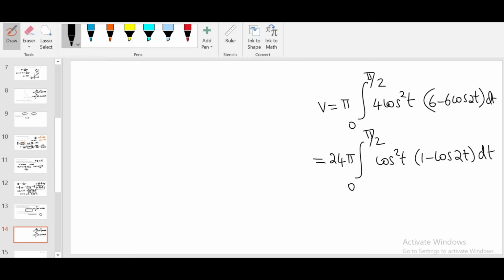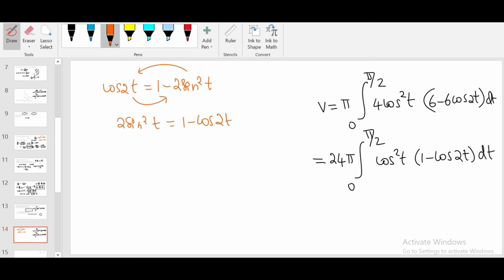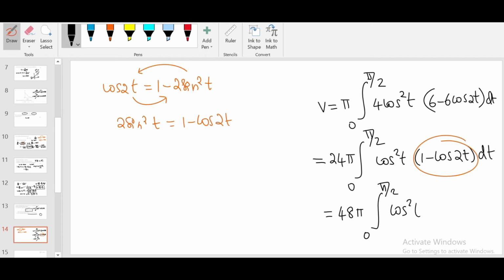We have taken this integral separately. We know this identity, cos 2t is equal to 1 minus 2 sine square t. If you rearrange, you will get 2 sine square t is equal to 1 minus cos 2t. So I'm going to replace this by 2 sine square. So the 2 I can put it outside, 48 pi integral 0 to pi over 2 cos square t sine square t dt. Cos square t sine square t.